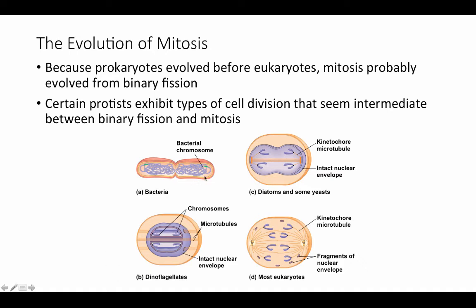So remember, there's no nucleus in the prokaryotic cells, so they rely on this kind of pulling of the chromosome toward the poles to be able to separate the two chromosomes.